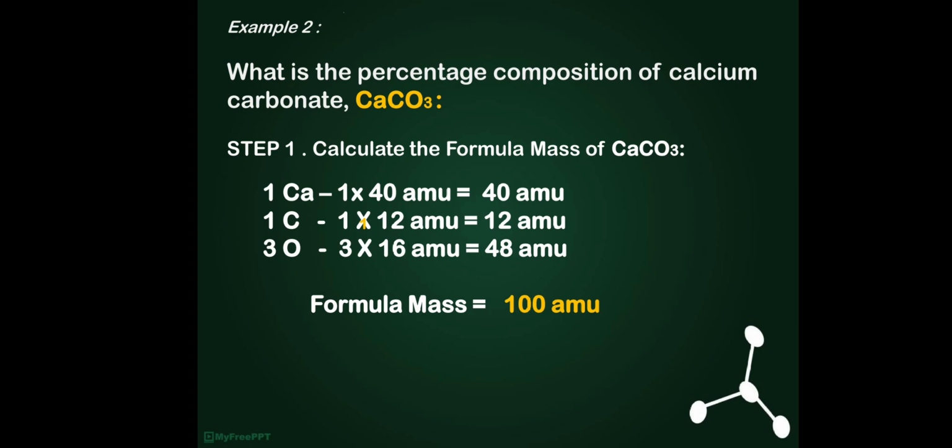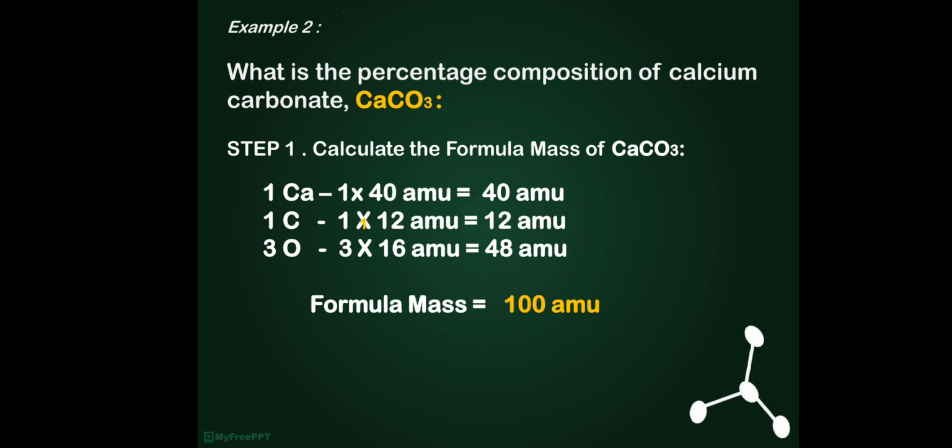Okay, step 1. Calculate the formula mass of calcium carbonate. Let's divide each element. We have 3 elements here: calcium, carbon, and oxygen. Calcium has no subscript, but there is an invisible 1. Carbon is also 1, and oxygen is 3 since it has a subscript.